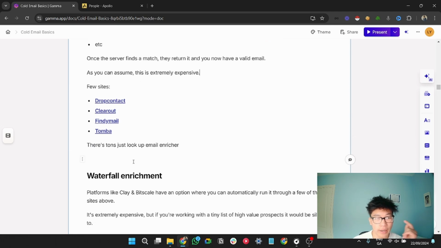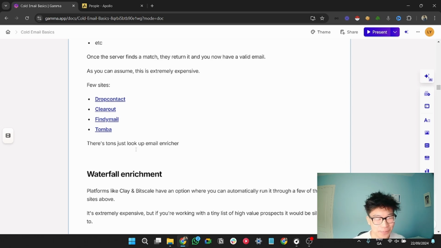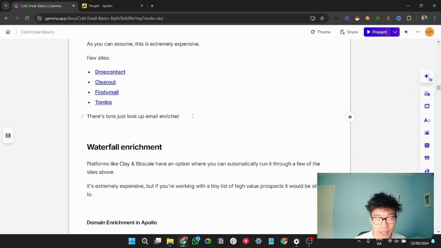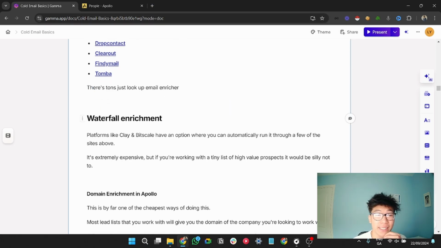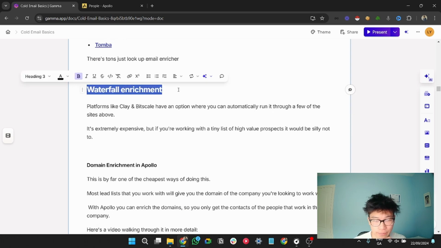So these are all things where you can try to locate their emails. Again, if you have a smaller TAM, like you're only targeting, I don't know, investment bankers inside the US, and they're only doing like 50 mil, you'll probably have a pretty small amount to work with. So there's tons. Just look up email enricher in Google. You'll be fine.